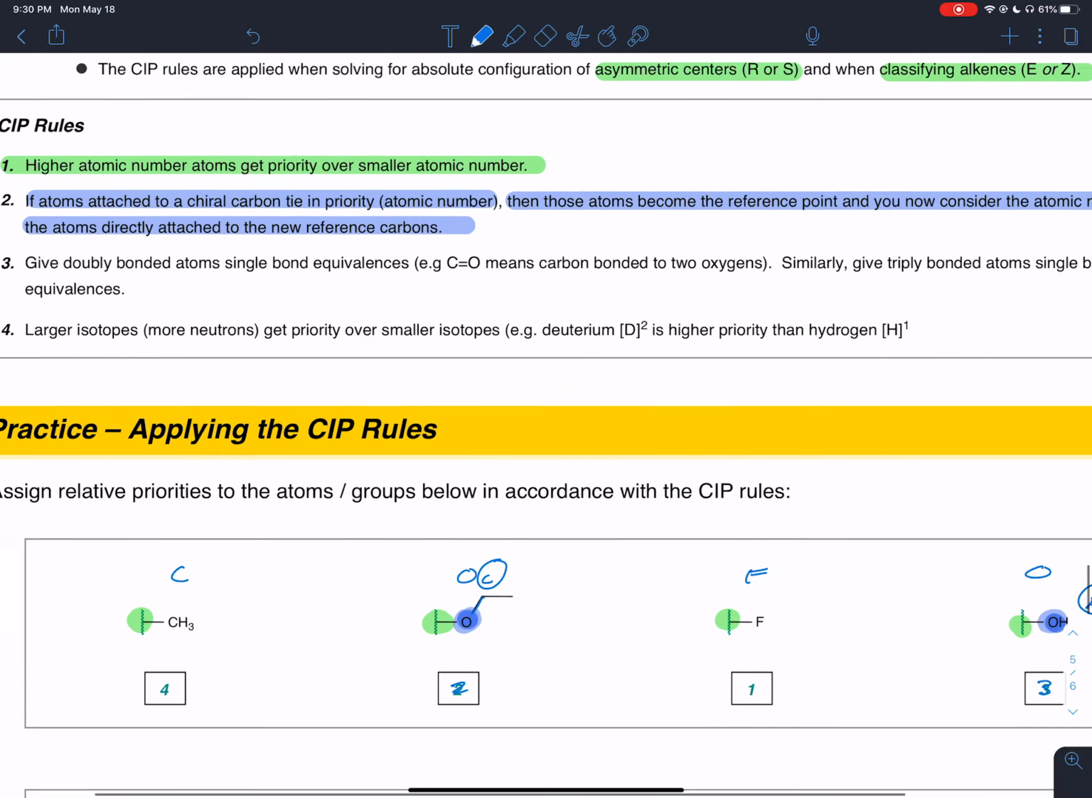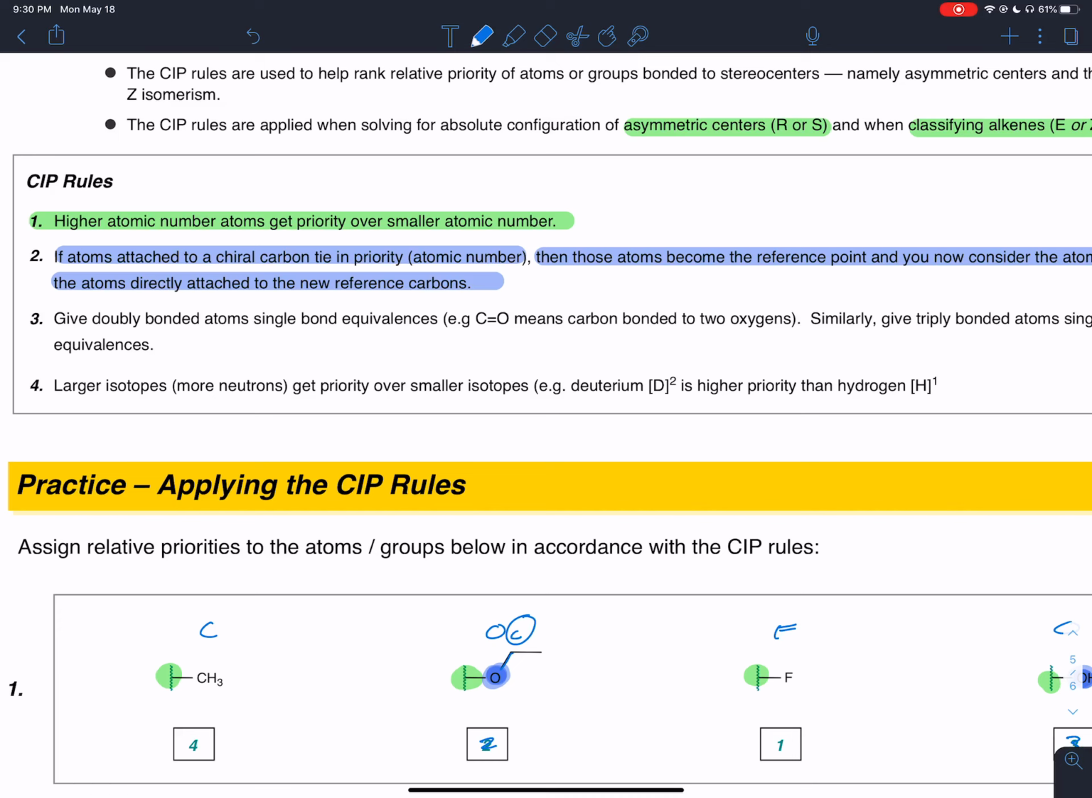So I'm going to repeat that. If there's an initial tie in the direct atom attachment in terms of atomic number, then we consider those atoms as being the new reference point. And then we consider their direct attachment points just within one bond, very important to do one bond at a time, and ask what are those atoms' atomic numbers. Always by atomic numbers.